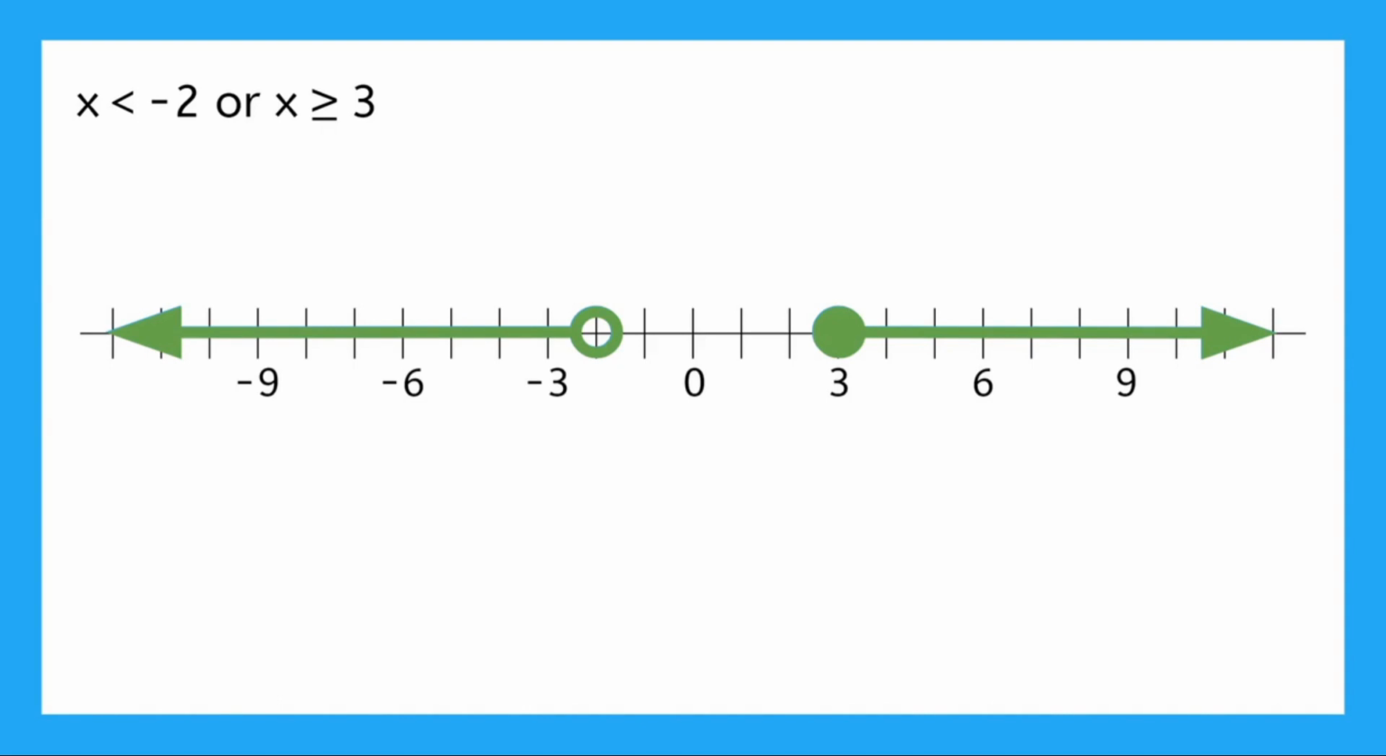So then what wouldn't be a solution? Well, the parts that aren't covered. Nothing between negative 2 and 3 is covered, so those numbers wouldn't be a solution here. Notice that this does include the number negative 2, because negative 2 is not included in that less than negative 2 inequality.